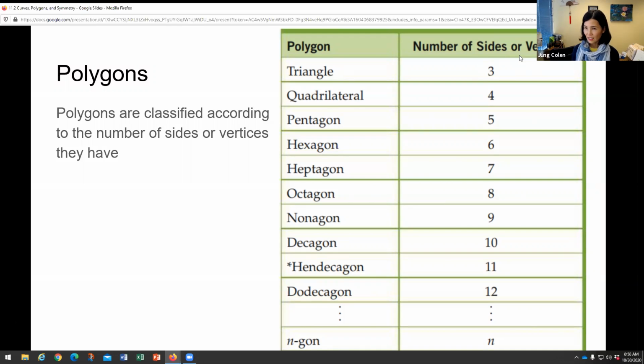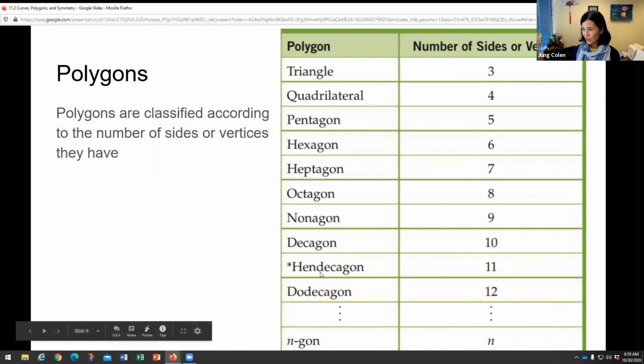Triangle, you have 3 sides. Quadrilateral, 4 sides. Pentagon, 5 sides. Hexagon, 6 sides. Heptagon, 7. Octagon, 8. Like octopus, an octopus has 8 legs, right? Nonagon, 9 sides. Decagon, 10 sides. Hendecagon, 11 sides. The dodecagon, 12 sides. So I want you to remember at least up to decagon.